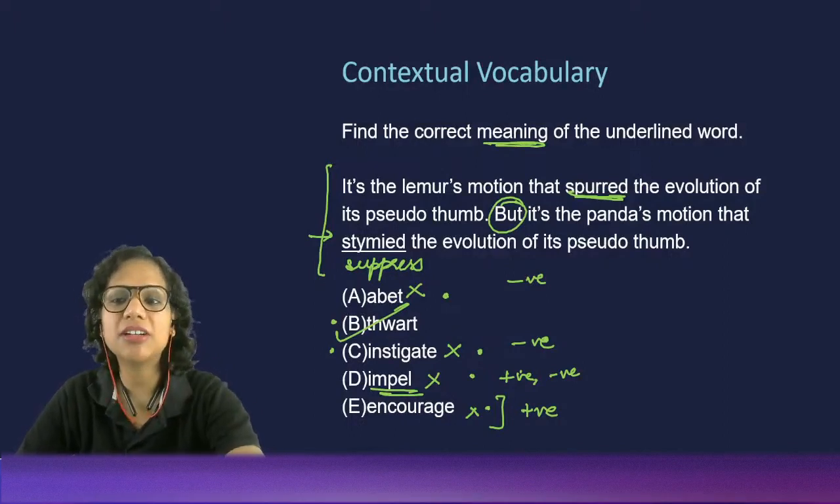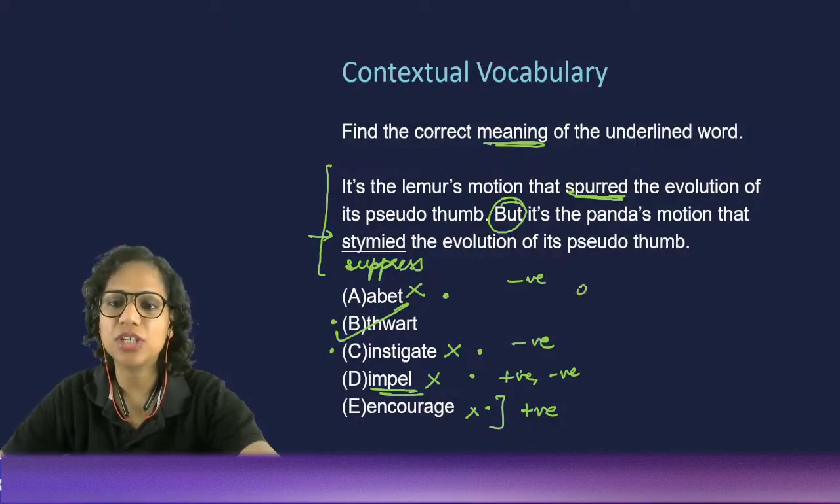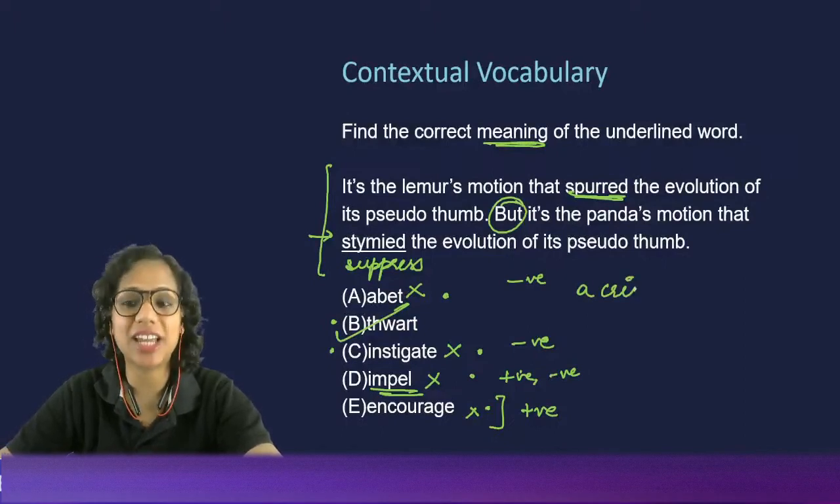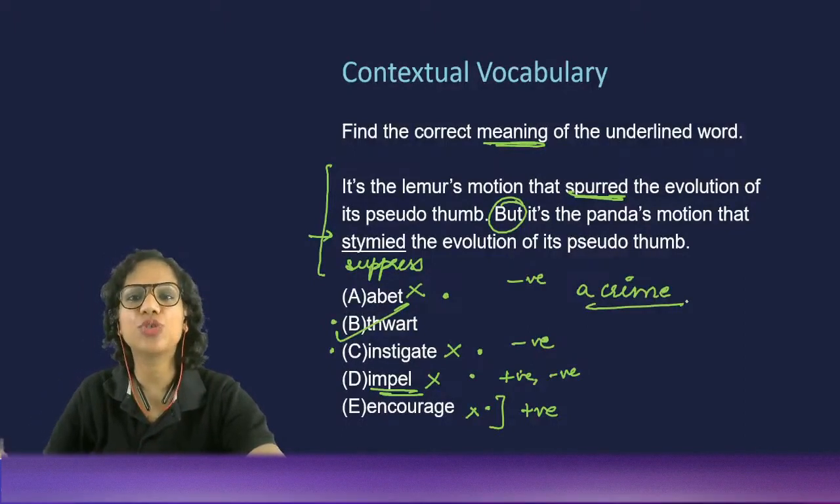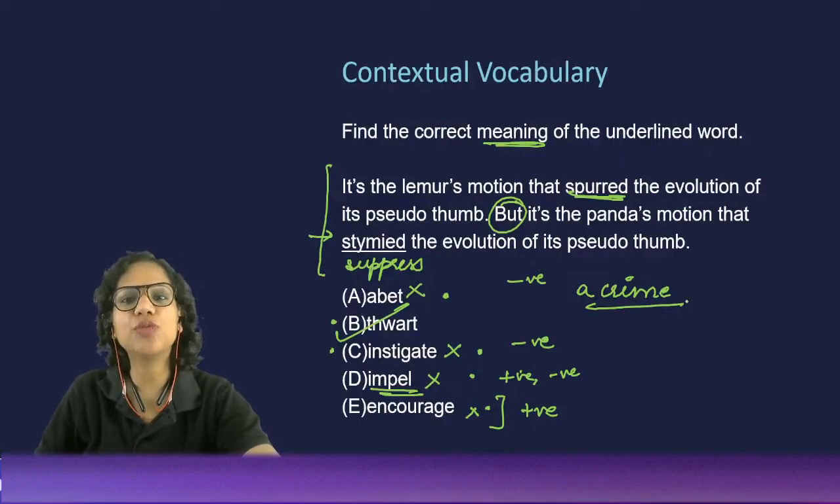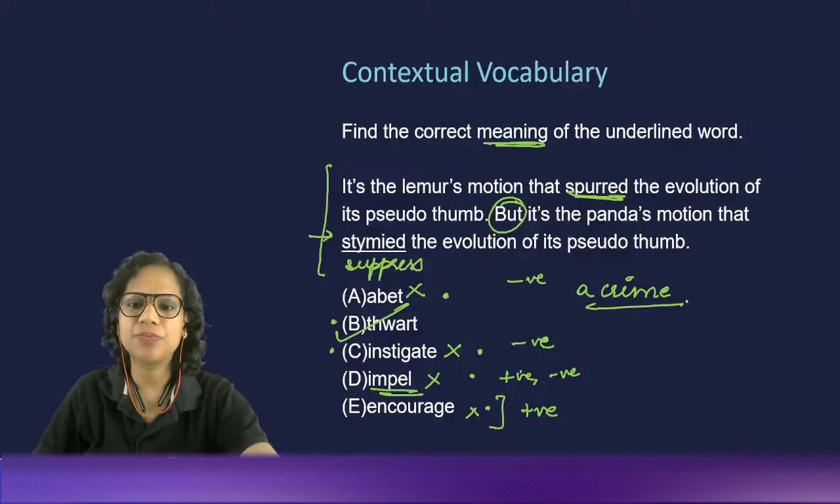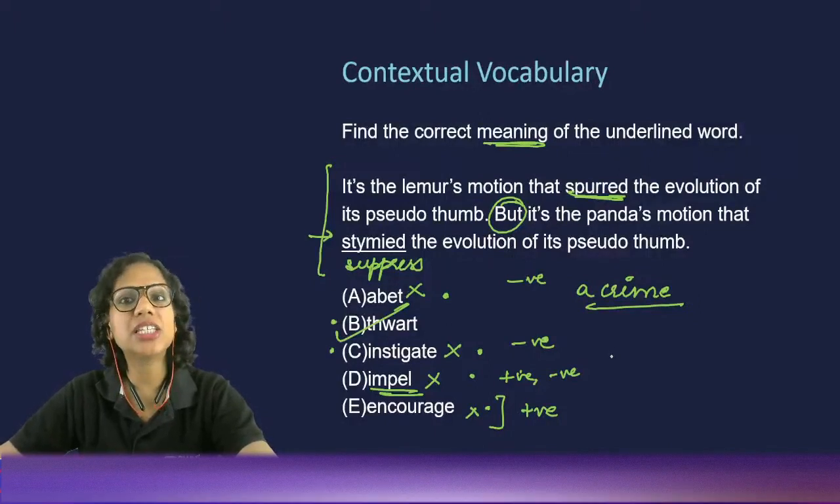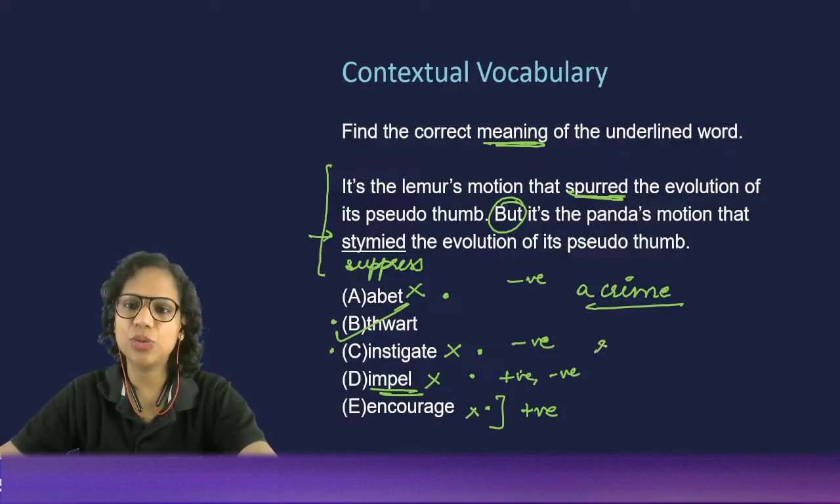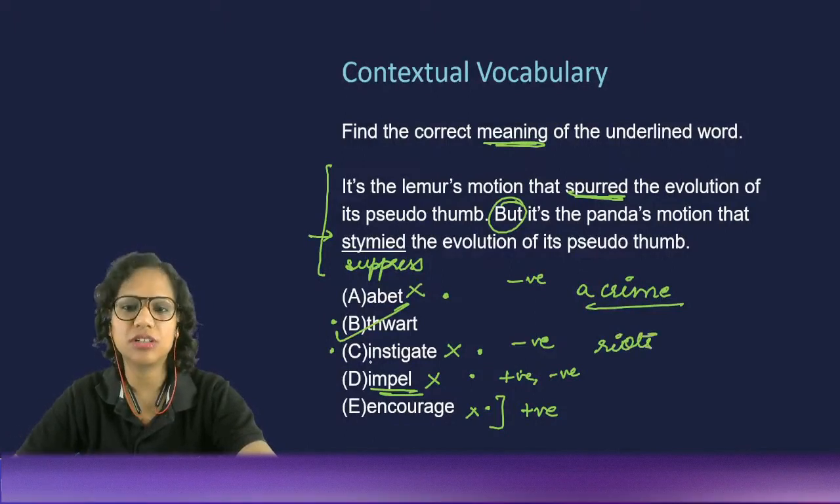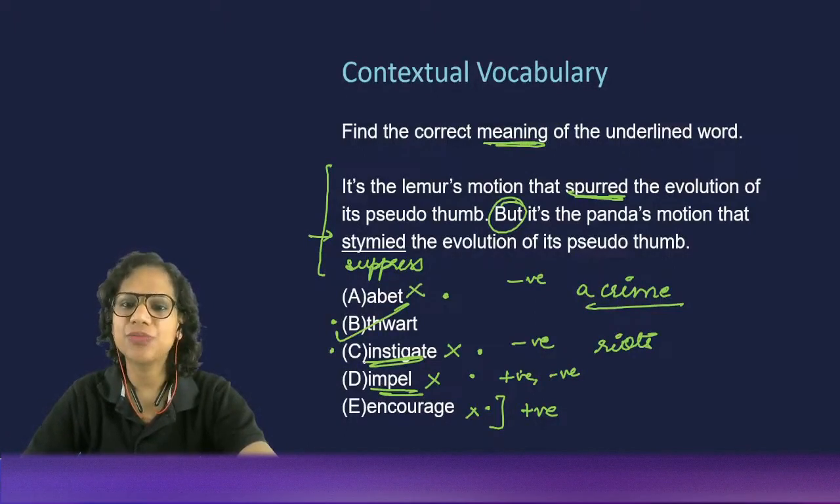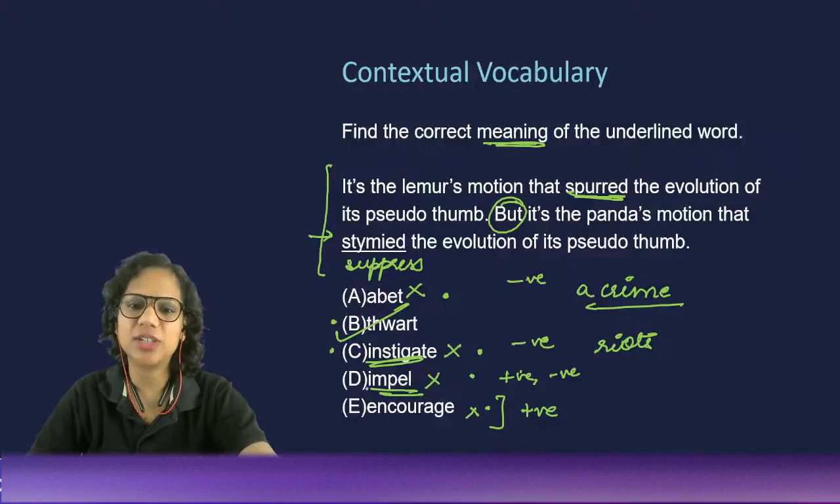Abet, when you abet a crime, abet is a negative word. Okay, so when you are aiding and abetting a crime, you know this is a charge put on people that you are guilty of aiding and abetting the crime. That means you encourage the crime, right? Instigate, they instigated riots in the city. To instigate riots is to provoke riots, right? So instigate is also a negative word.